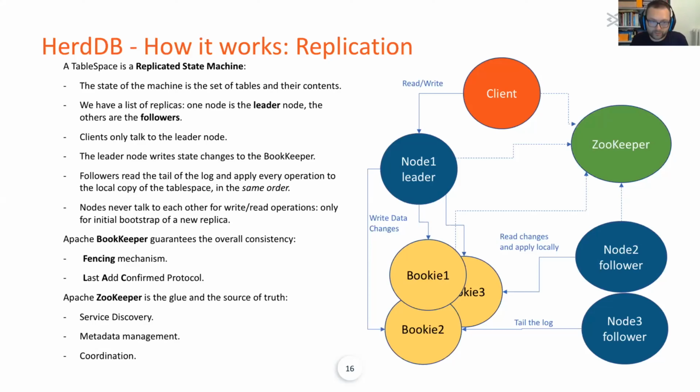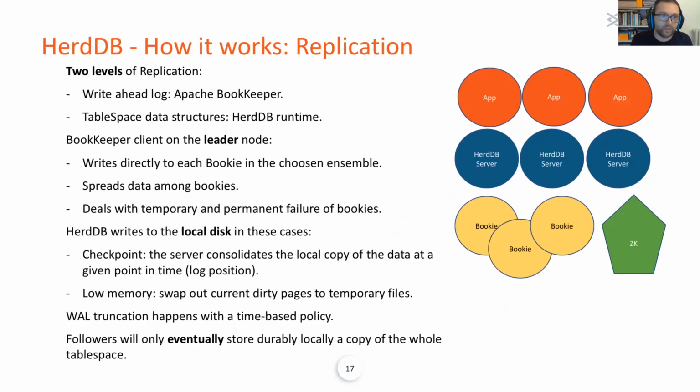Apache BookKeeper is the glue and the source of truth. We are using it for service discovery, metadata management, and coordination in general, and Apache BookKeeper relies on Apache ZooKeeper for the same mechanism: service discovery, metadata management, and coordination. So we have two levels of replication: the write-ahead log, that's the hot data, and we're using Apache BookKeeper, and the table space data structure that is managed by the RDB runtime. We can call it cold data.